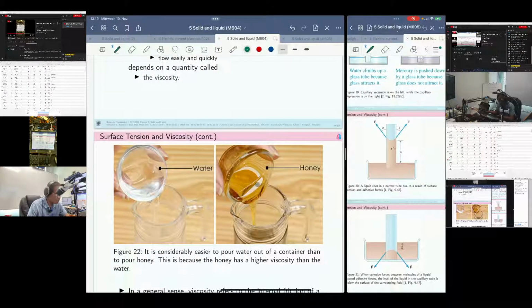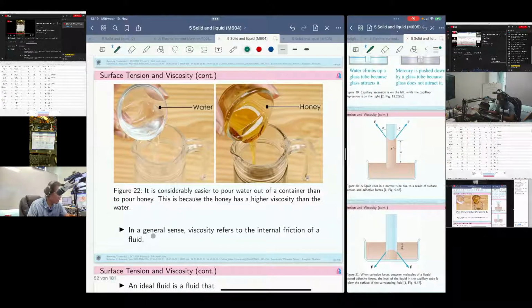On the other hand, if you try the same experiment by pouring the honey, you can see that it's quite difficult to let the honey get into the jar. When you try to pour it, you have to wait quite long. So you can see what is going on with that. In a general sense, viscosity refers to the internal friction of a fluid.